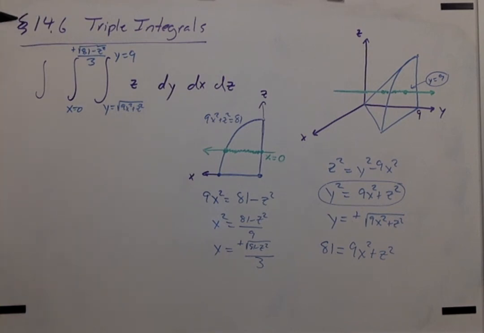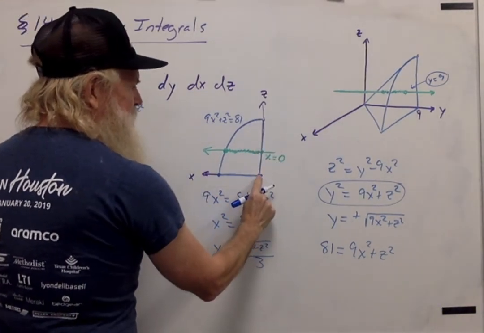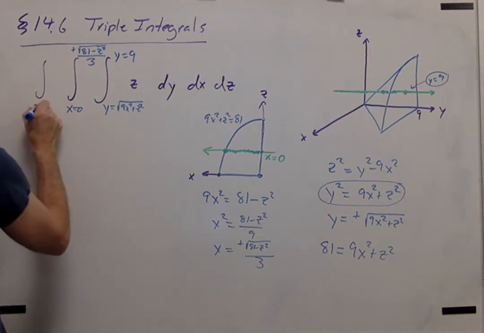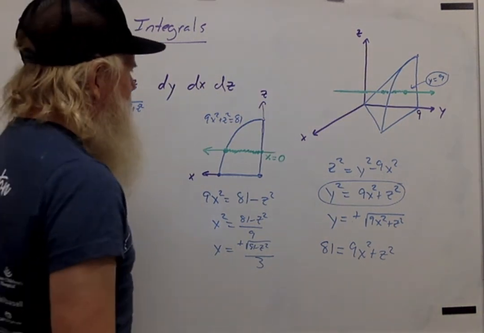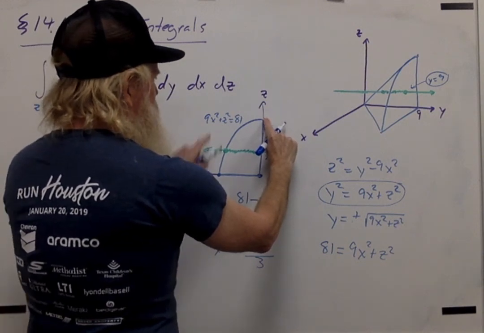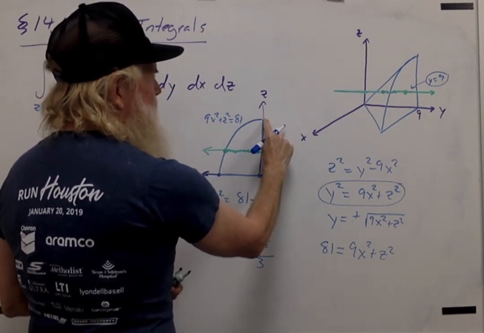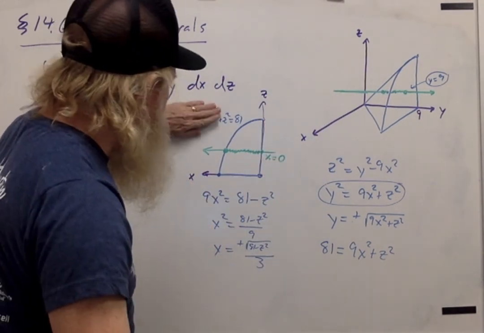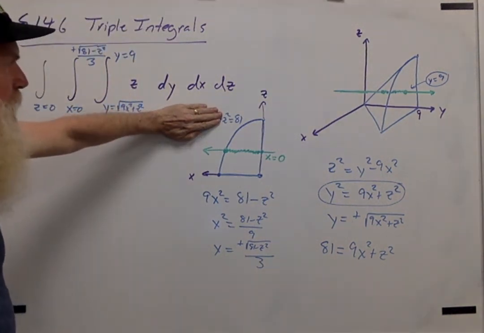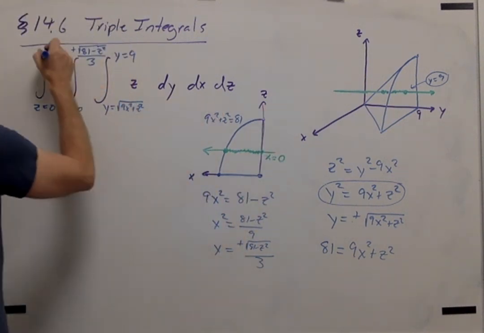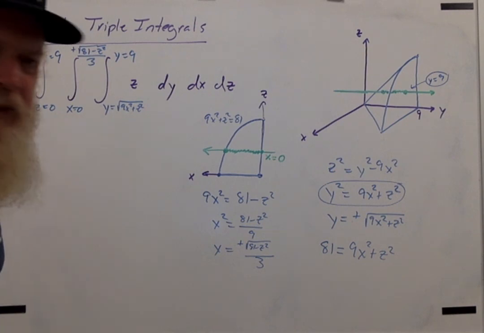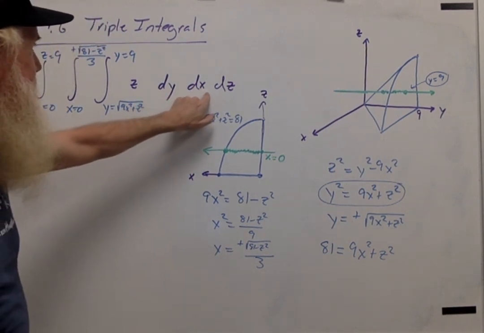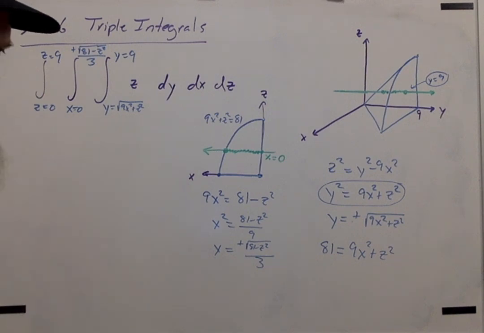And then last of all, I need to figure out what my bounds on z are. So the smallest value of z in this region is going to be at z equals 0. And the biggest value of z is going to be up here where this ellipse crosses the z-axis. So it's going to cross the z-axis when x equals 0. And notice that x equals 0 when z equals plus or minus 9. So this is a positive point, and that's going to be z equals 9. So setting things up with the order dy, dx, dz, these are the bounds that we get.